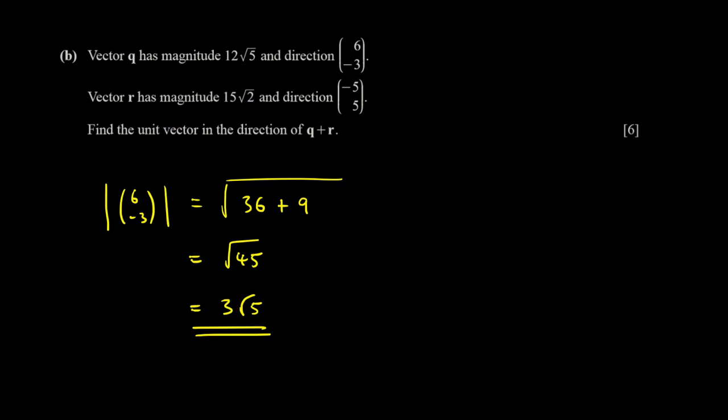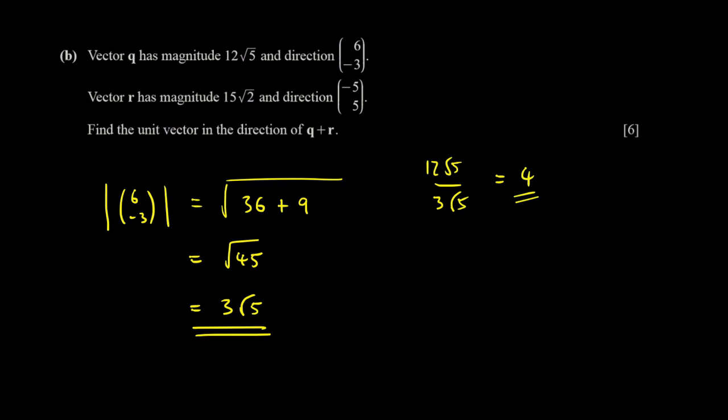But we don't want a size of 3 root 5. What we want for Q is a vector of size 12 root 5, right? So how do we go from a vector with size 3 root 5 to a vector of size 12 root 5? Well, we would have to scale up the vector by a factor of 4. Let me write that a bit more clearly here. What is the scale factor that we want? We want 12 root 5 divided by 3 root 5. And if we divide that through, we're going to get 4.